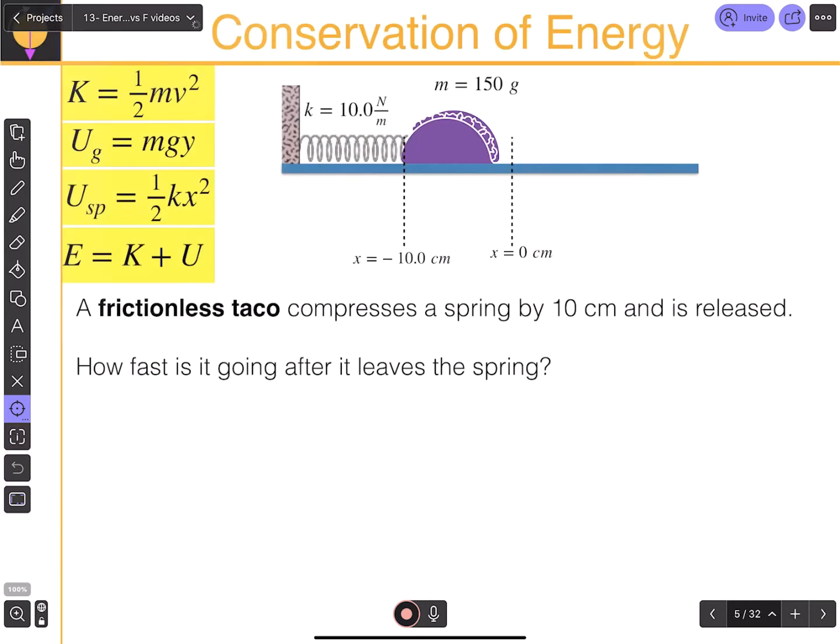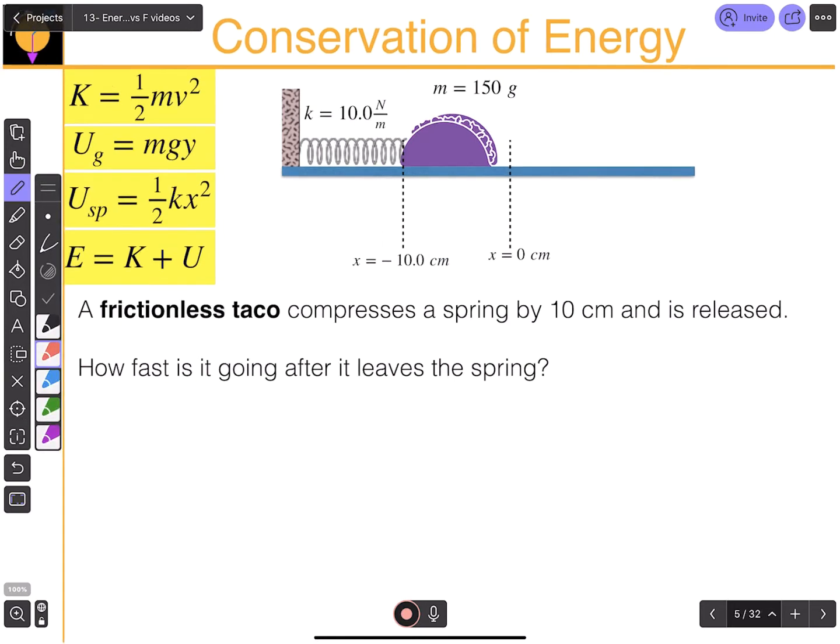So a simple example of that is, let's say I have a frictionless taco that compresses a spring by 10 centimeters. So I take this frictionless taco, I push it against this spring, and I compress it by 10 centimeters. So let's write down everything we know according to this diagram, right?